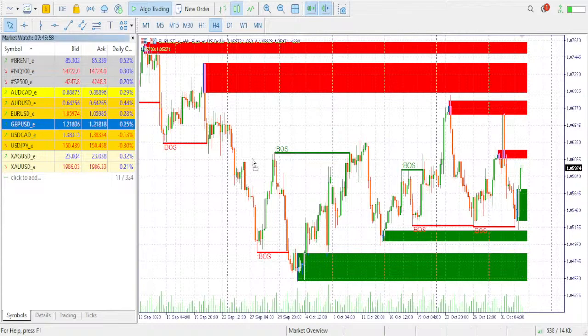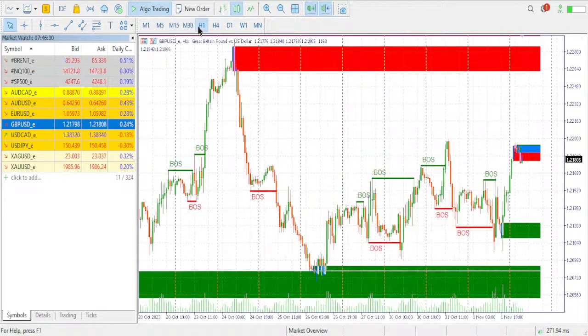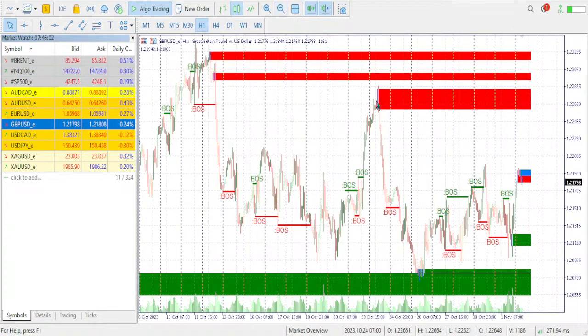The other chart is GBP USD. With GBP USD so far, we are having a very good support here. This is a good support. We take it as a whole. We have another support here. Then we have a resistance, and another resistance, and another resistance.